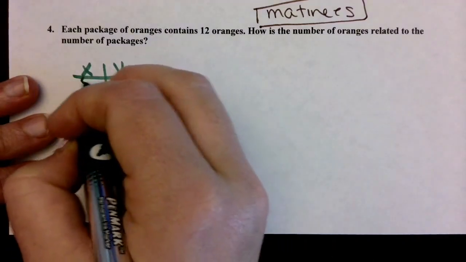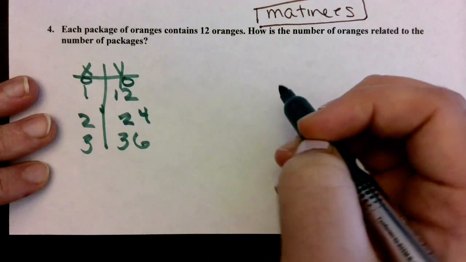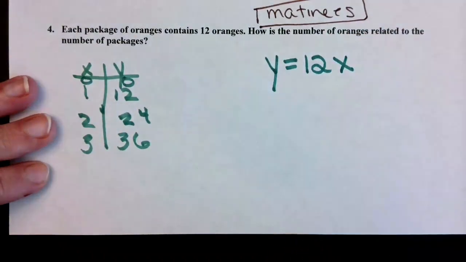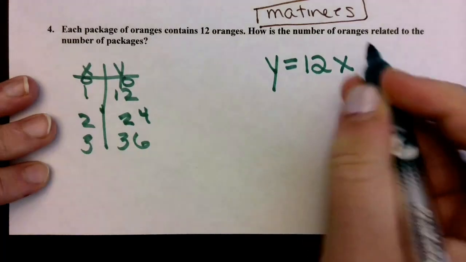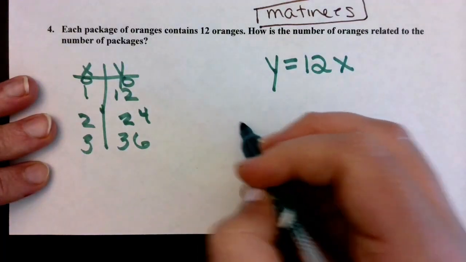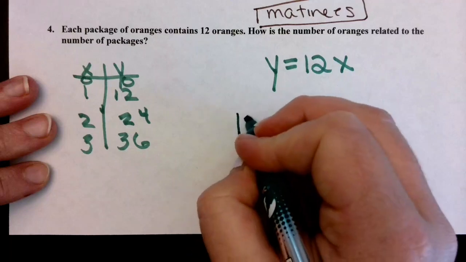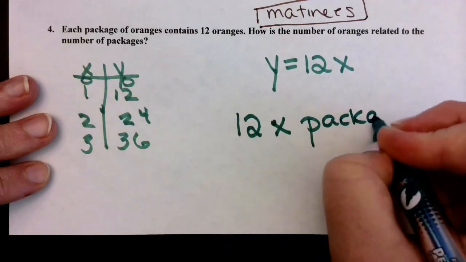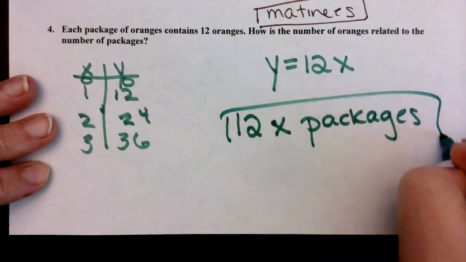We know if there's 0 packages, there's 0 oranges. So we have an idea that this is what our equation would look like, but they just want to know how it relates. So it would be 12 times your number of packages would depend on how many oranges you would get.